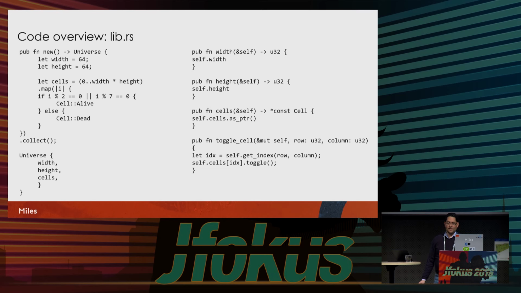And then we also define some public getter and setter functions so that we can set the width and height of this board and set the number of cells. And we also define an event handler here, toggle cell, so that we can toggle the cell when we push or mark it.